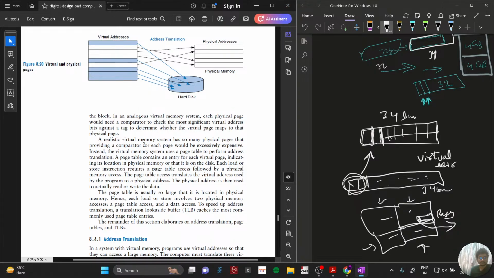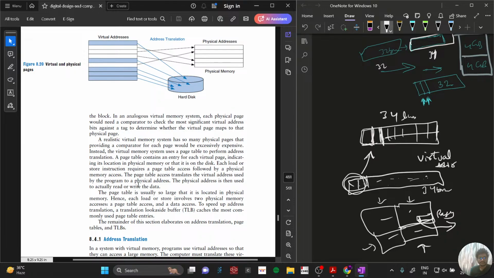Let's see. A realistic virtual memory system has so many physical pages that providing a comparator for each page would be excessively expensive. Instead, a virtual memory system uses a page table to perform address translation. So instead of comparing things, we use a table of data that does address translation. A page table contains an entry for each virtual page, indicating its location in physical memory, or that it is on the disk.